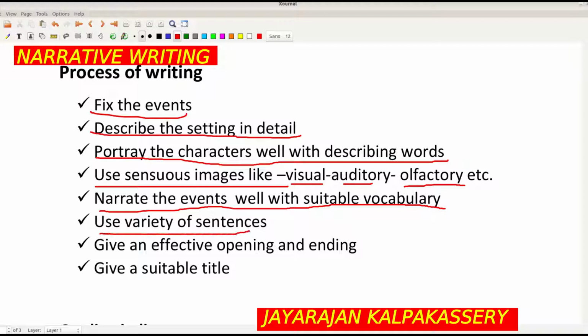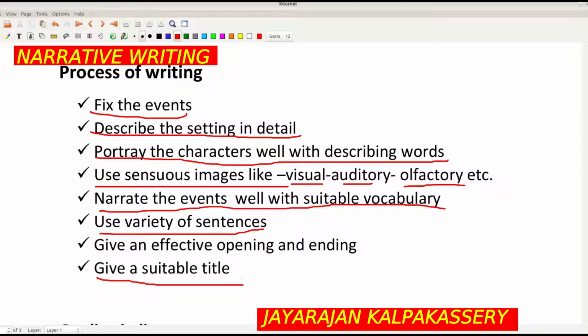Use a variety of sentences. This is very important. That is, you should not use only statements. You have to use WH questions. You have to use exclamatory sentences. All types of sentences must be used. Give an effective opening and ending. It must have a beginning, middle and end. Have a good beginning, good continuation, and an ending must be there. And give a suitable title. This is exactly what a narrative is.